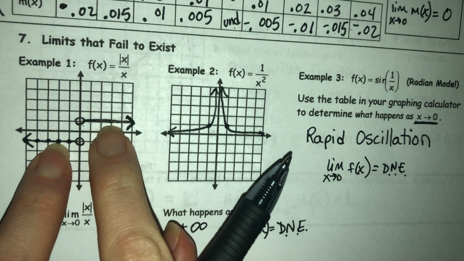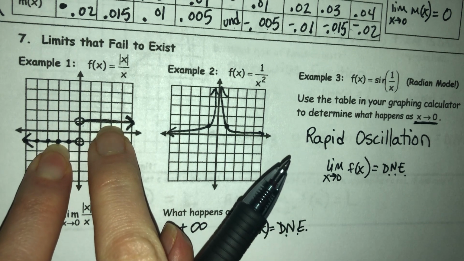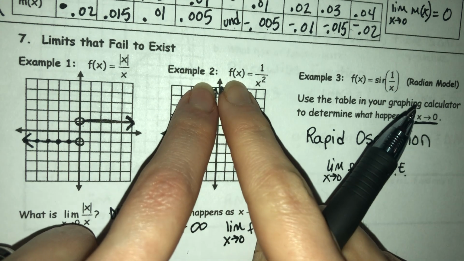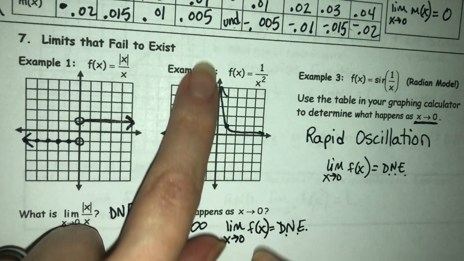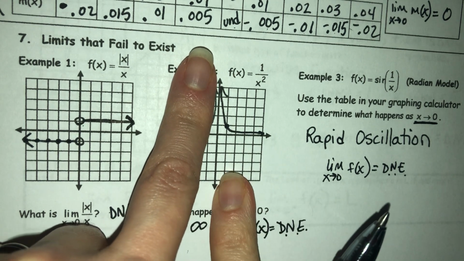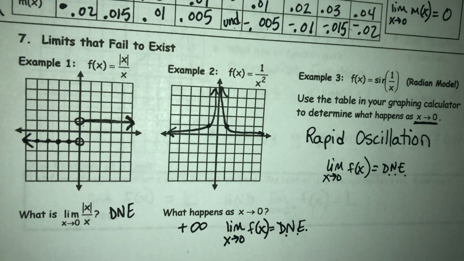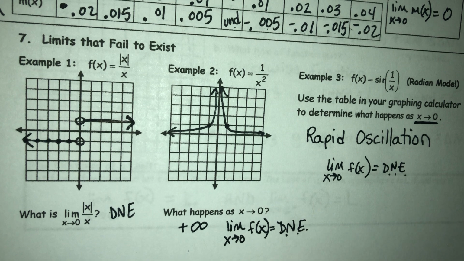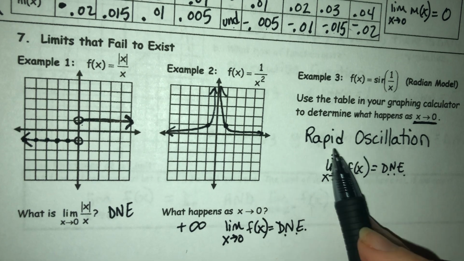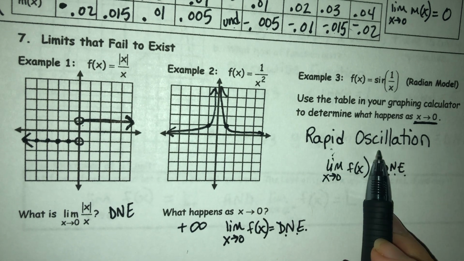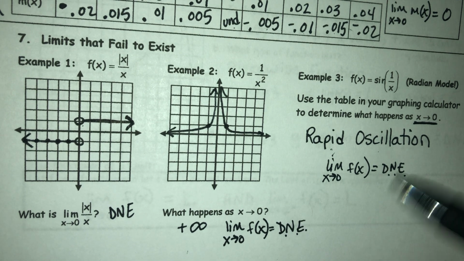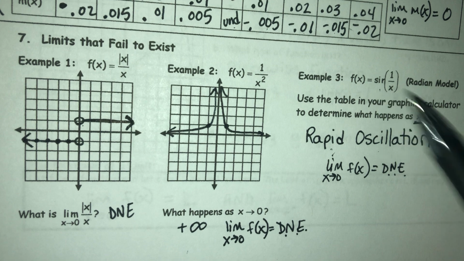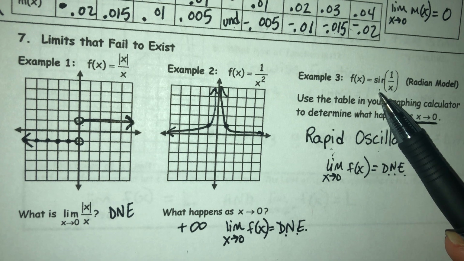So there are 3 ways that you can have the limit does not exist. Right-hand limit and left-hand limit not equal to each other. Unbounded behavior going toward positive infinity or negative infinity, or even if it was going to positive infinity on one side, negative infinity on the other side. Any of that infinity business does not exist. And rapid oscillation. Not talking about smooth curve oscillation, talking about this really insane thing that's going on the closer you get to 0 on this function. This is kind of a unique function in that regard.